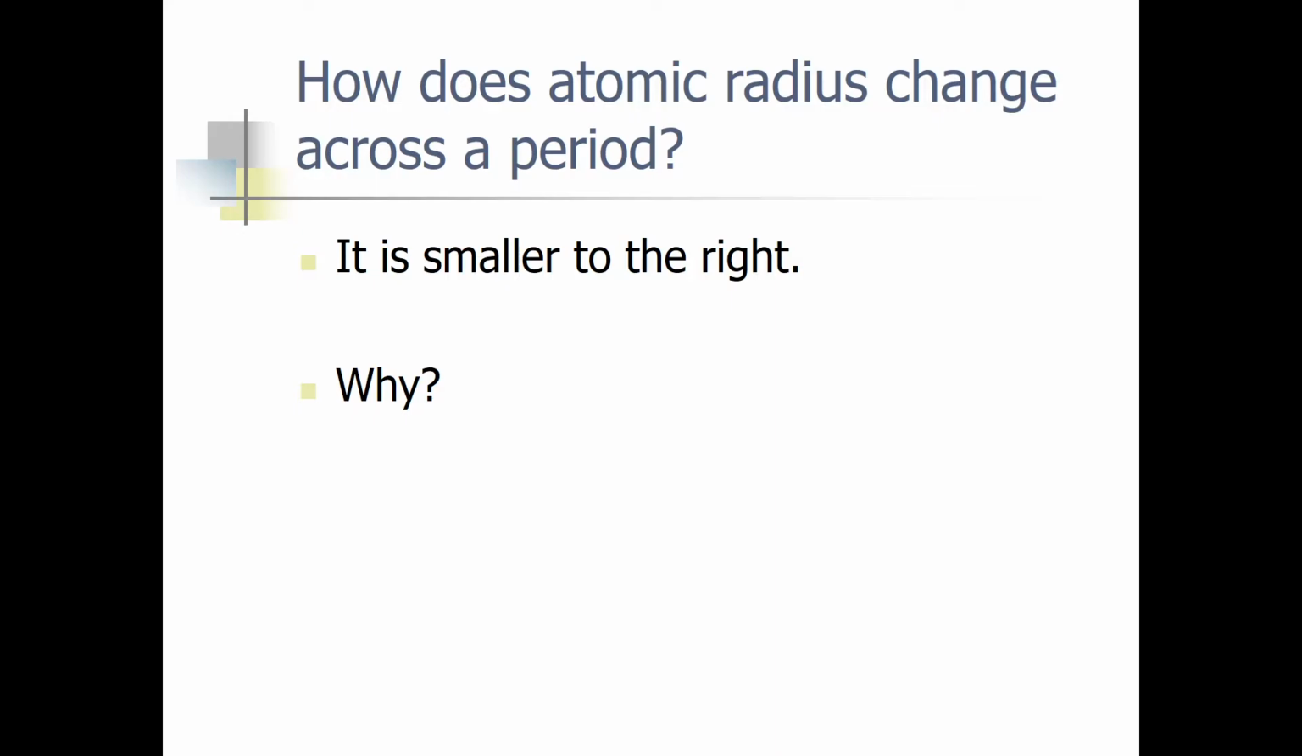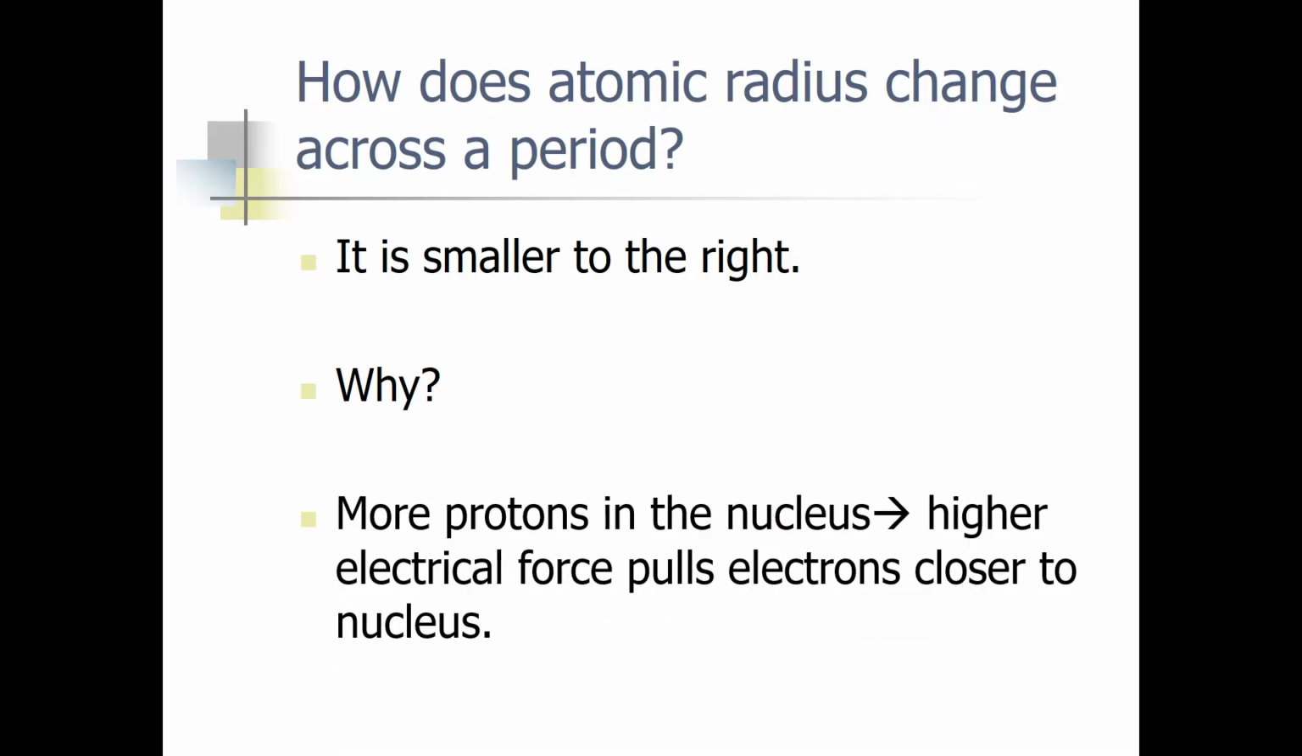They would have more protons. So more protons in the nucleus equates to a higher electrical force pulling the electrons closer. Remember, the electrons in a row, or a period, all have the same energy levels, so they're able to get pretty close to each other. But what we're mainly doing is increasing the charge of the nucleus by adding these protons, and this will pull all the electrons closer together to the nucleus.